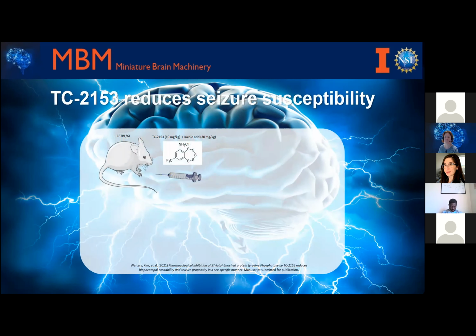So I personally was looking at the TC compound's effect on seizure susceptibility, and I looked at a kainate-induced seizure model in wild-type mice, where I injected these mice with the TC compound and 3 hours later injected them with a chemoconvulsant called kainic acid to give rise to seizures from the hippocampus.